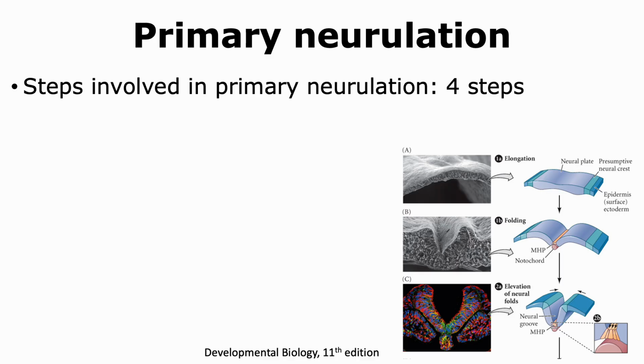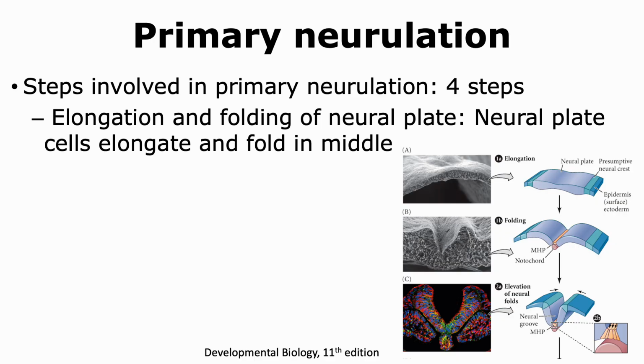So we're first going to look at primary neurulation, and primary neurulation occurs in 4 steps. The first step is the elongation and folding of the neural plate. So the neural plate cells that are right above the notochord start folding. And the presumptive epidermis, in this case, is also required for the process.